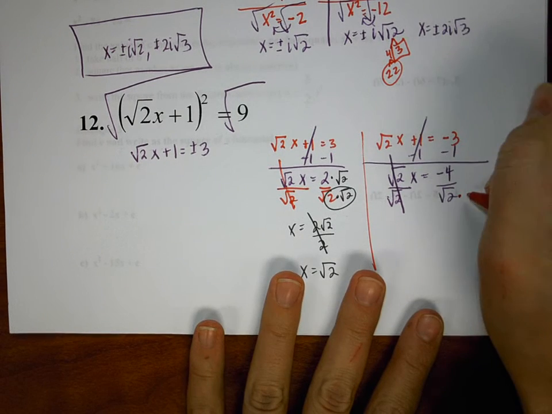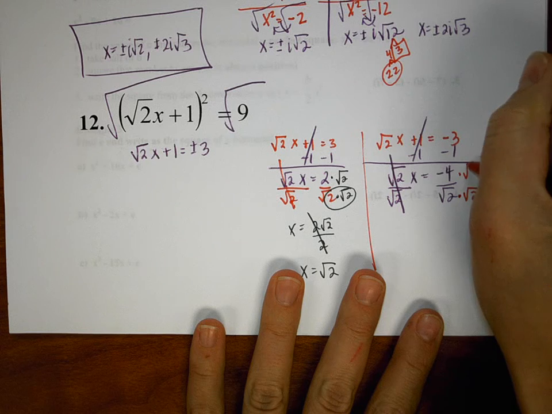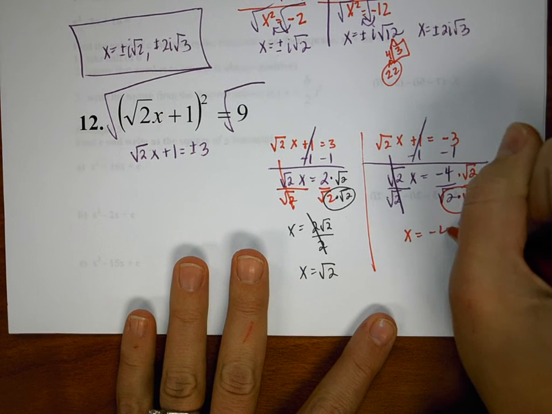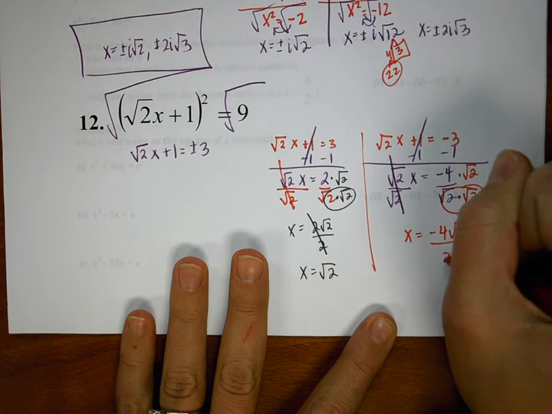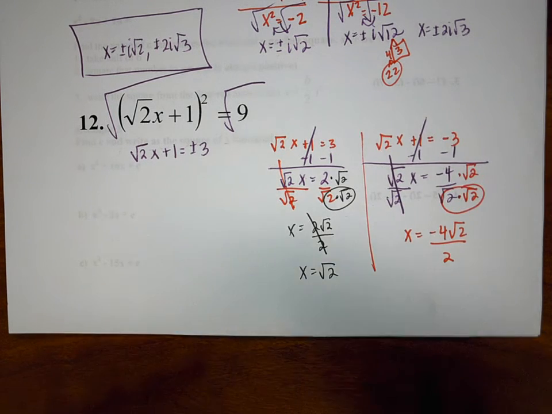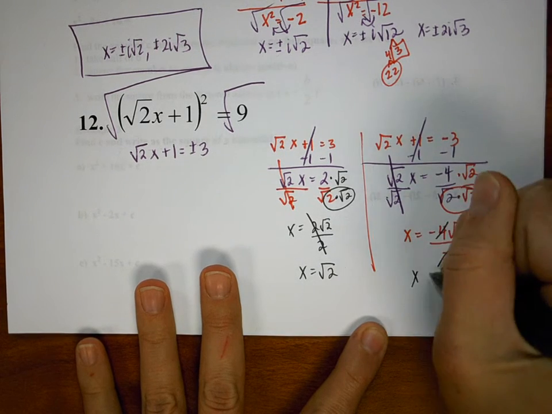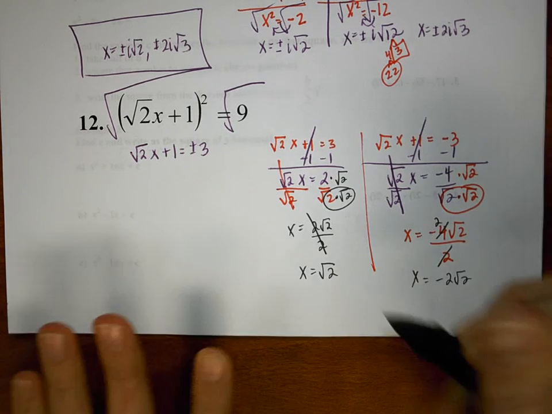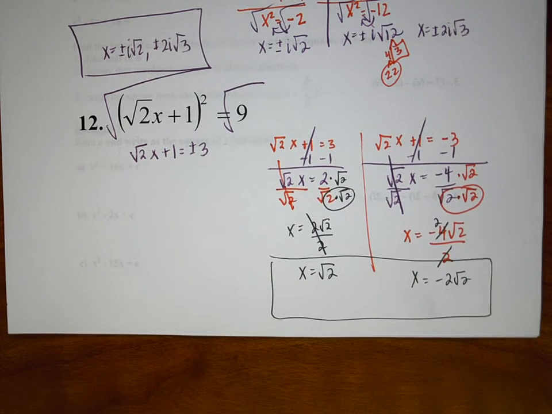So I multiply by root 2 to the top and the bottom. This makes a pair of 2's. So I have x equals -4 root 2 over 2. And lastly, we can reduce. So I have x equals -2 root 2. So here are my two answers.